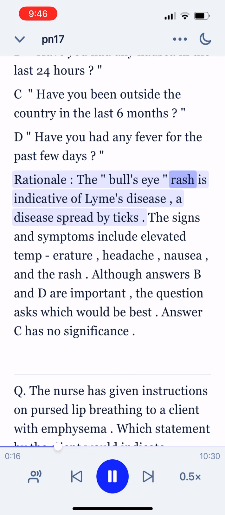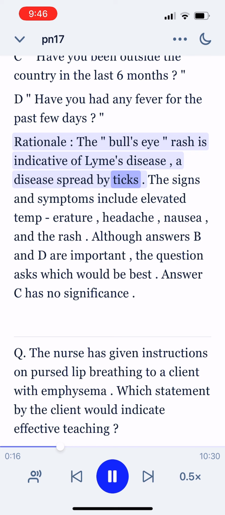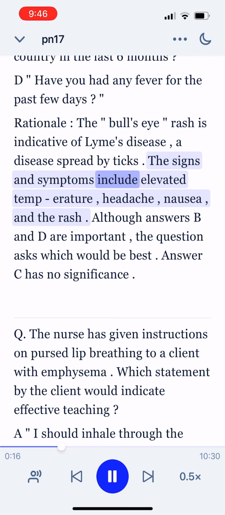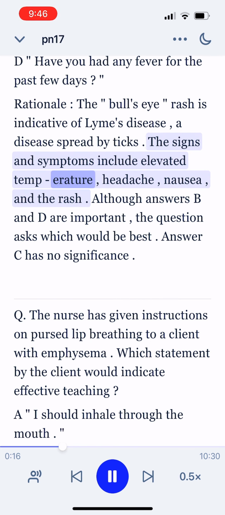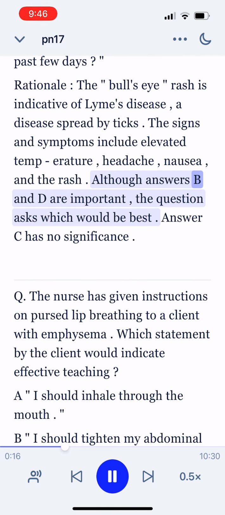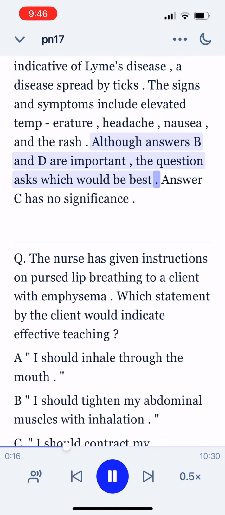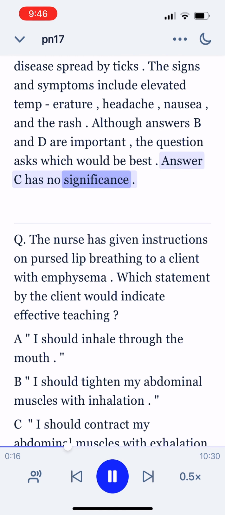Rationale: The bullseye rash is indicative of Lyme disease, a disease spread by ticks. The signs and symptoms include elevated temperature, headache, nausea, and the rash. Although answers B and D are important, the question asks which would be best. Answer C has no significance.